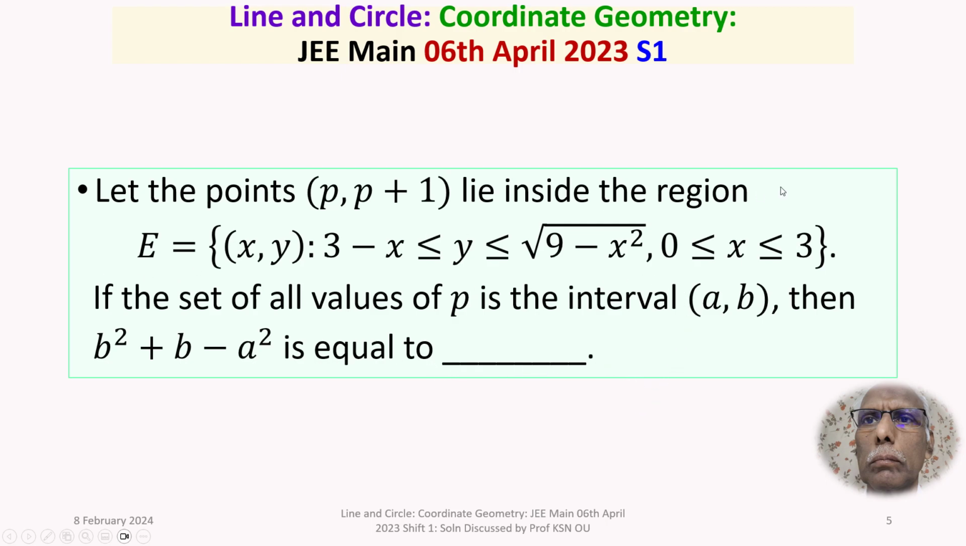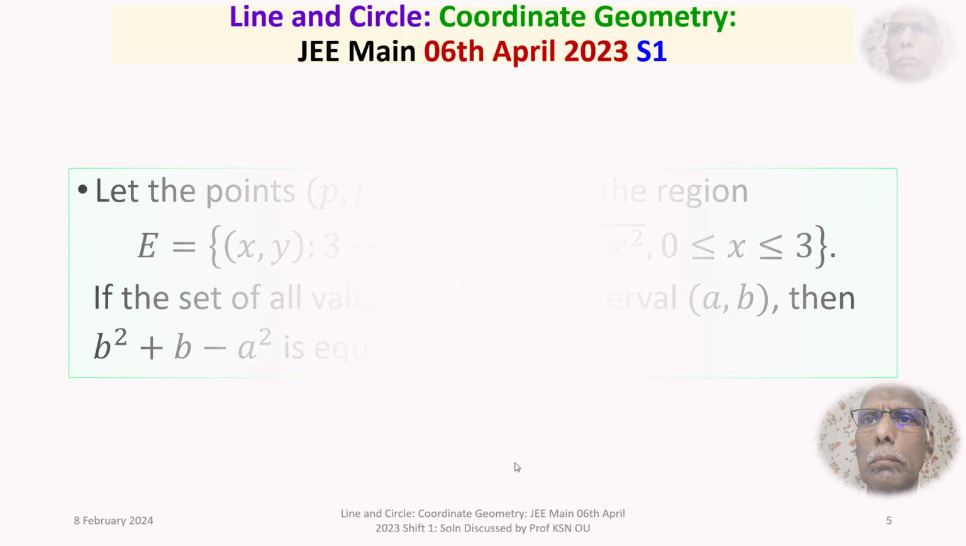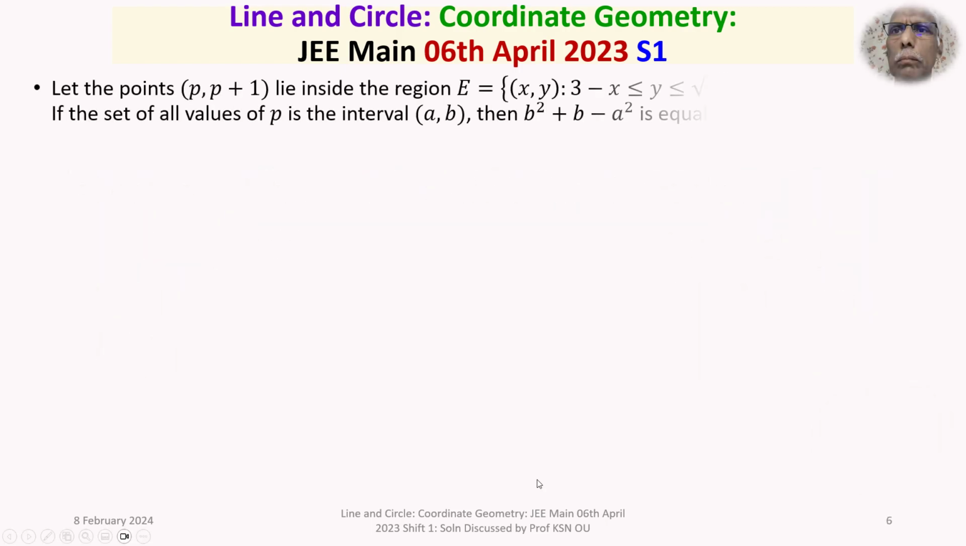We are given a region E. This is the region E. And the points given, the points (p, p+1), lie inside this region. And if p lies in the open interval (a, b), we are required to find the value of b square plus b minus a square. We now discuss the solution of the problem in detail.